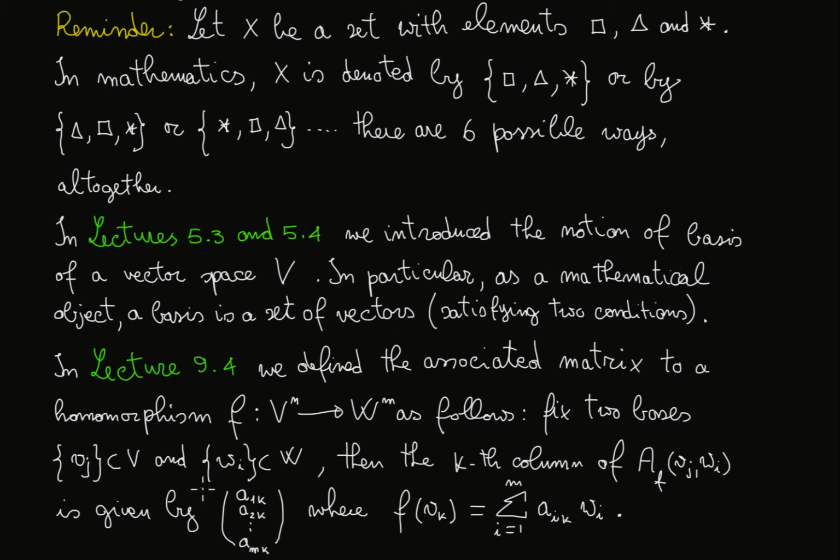So as you can see, there is a relevance of the order of the vectors in a basis of the domain and the codomain, because the kth column of the associated matrix is computed by looking at the image of the kth vector of the basis of the domain.